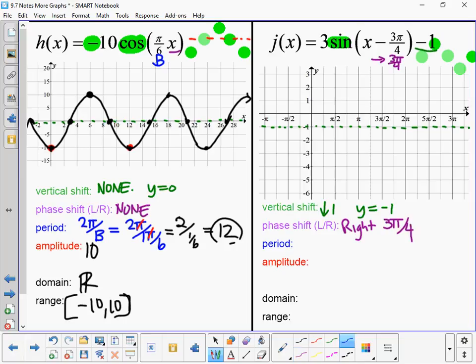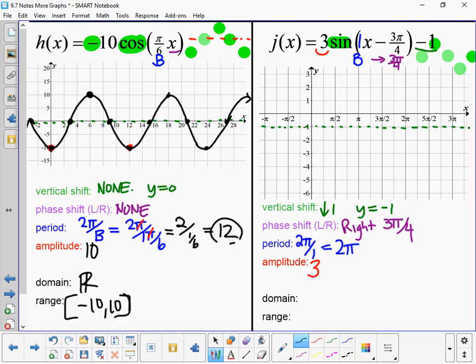Now we need to figure out the period of our function. The period of our function, remember, is related to our b value, which is the number that would be multiplied in front of this expression. It is just going to be a b value of 1. So the period is just 2 pi. And the amplitude, you can see here, is 3.